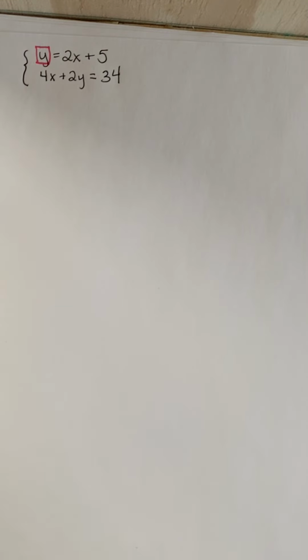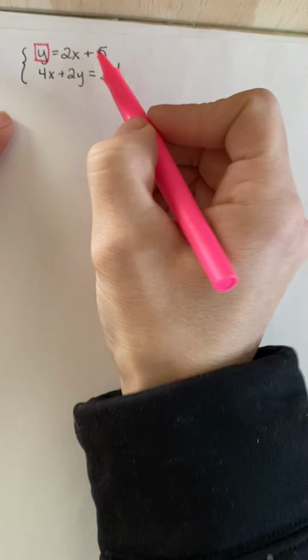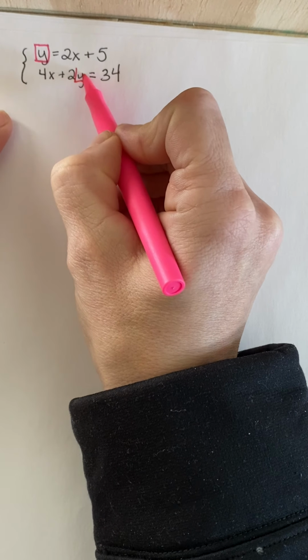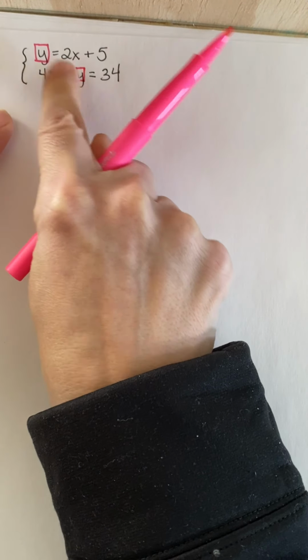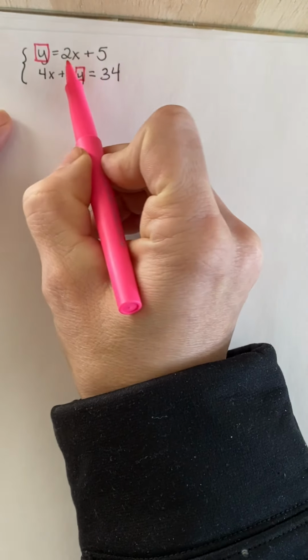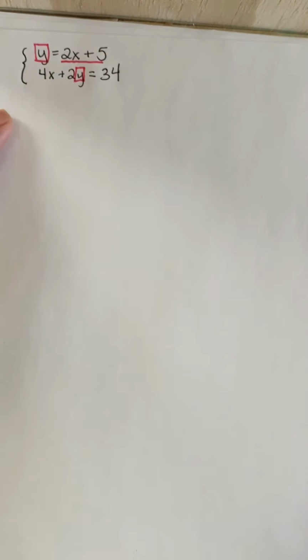But I tell them it's sort of like a $20 bill and two $10 bills, right? They look very different, but they are the same. So essentially, anywhere I see a y in this second equation, I can substitute this 2x plus 5 in, right? I can substitute that in because it is worth the same as that y. Those two things are equivalent.